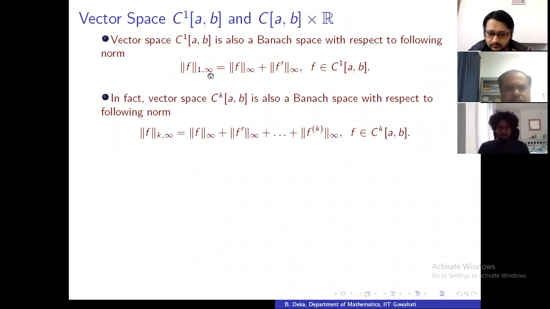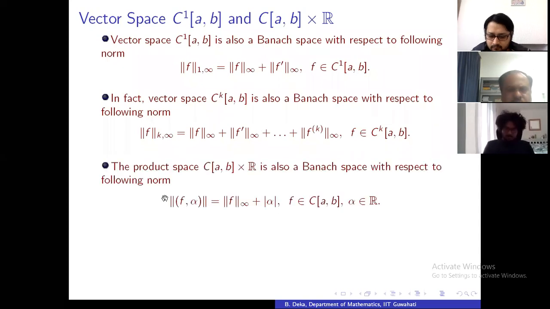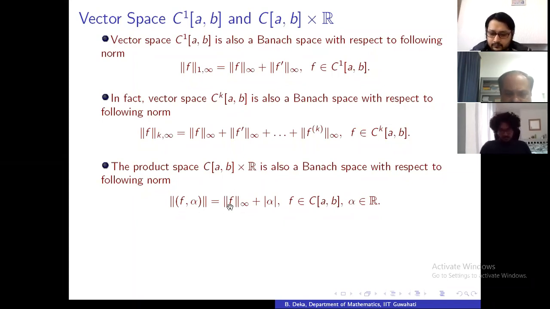That means the norm of f in C^1 is equal to the infinity norm of f plus the infinity norm of f dash. Similarly, C^k[a,b] will also be a Banach space given by this norm, that means given by this magnitude, right? Then this product space C[a,b] cross R: what is it? It is nothing but the Cartesian product of C[a,b] and R. That means it will have a pair of elements, something like (f, alpha), where f is coming from the space C[a,b] and alpha is coming from the real numbers.